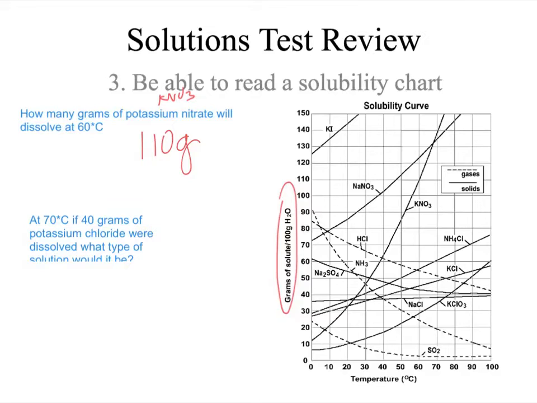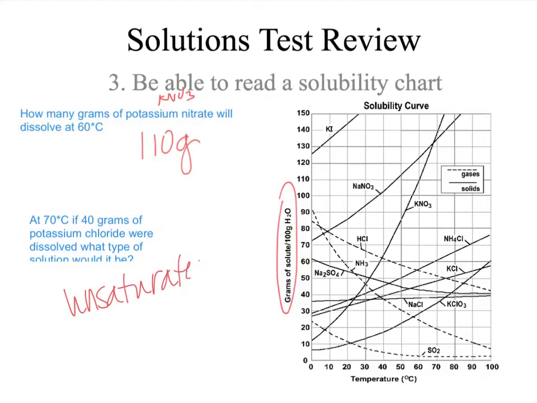The next question is asking at 70 degrees, if 40 grams of potassium chloride were dissolved, what type of solution would that be? So I'm going to come over here to say 70 degrees right here, and I'm going to see where 40 grams lands, and it's right there. And of course the line for potassium chloride is up here, and so since I am below the line, I would have an unsaturated solution.